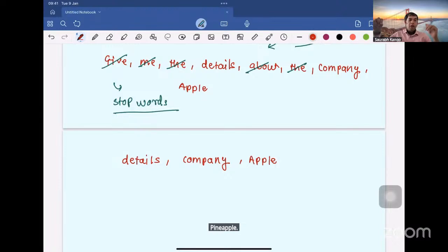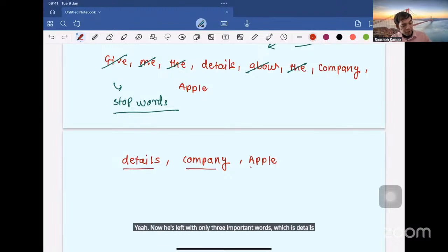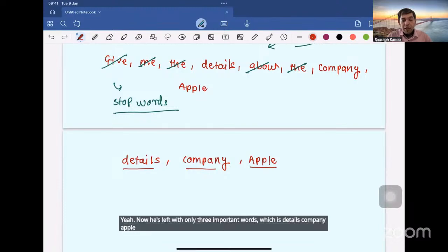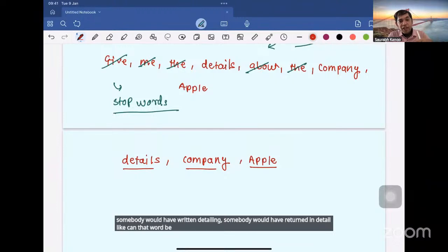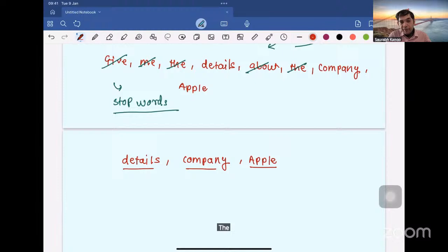Now he's left with only three important words, which are details, company, Apple. Can it happen that somebody would have returned detailed, detailing, or in detail? Can that word be used? For example, changing. The meaning of the core word remains the same. It's just the tense that gets changed. So can I say the next step now?